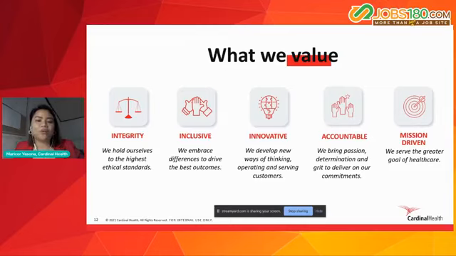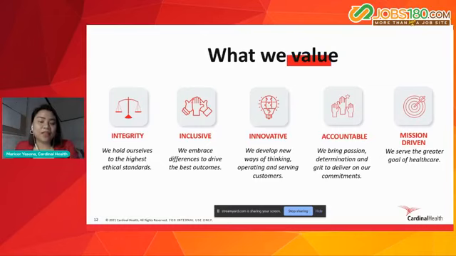So of course, in Cardinal Health, we believe in integrity, doing the right thing even when nobody's watching. We also strive to be inclusive and welcome team members regardless of their backgrounds, generations, and gender identifications. So we accept and embrace each other's differences and work together towards the common goal of providing excellent service. We are also innovative, leveraging ideation and technology to respond to changes. Accountable, who we are at our core, we can be trusted to get things done.